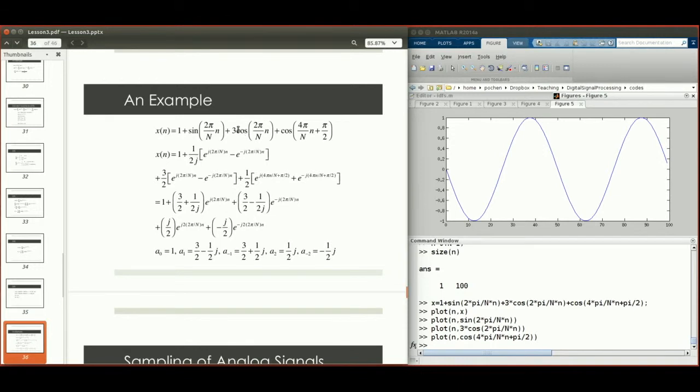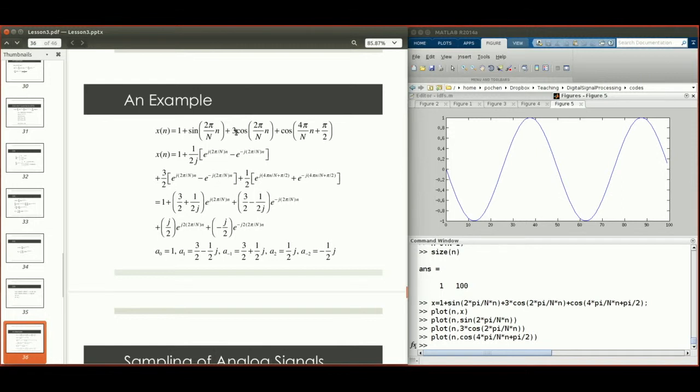And then you can do the same thing for cosine. So it's e to the j 2 pi divided by big N times n. Right, it's cosine plus j sine 2 pi divided by big N times n. Subtract cosine 2 pi divided by big N times n. Subtract j sine 2 pi divided by big N times n.